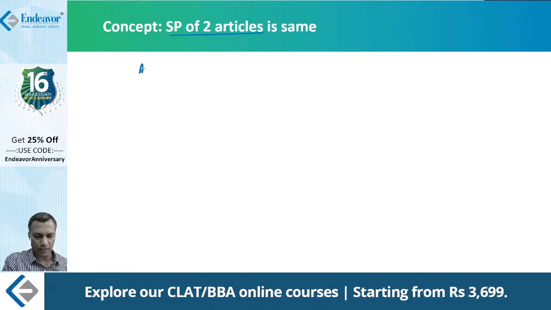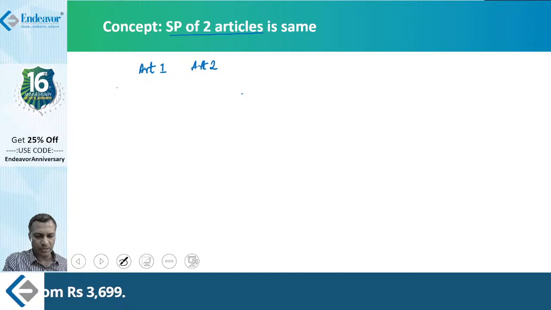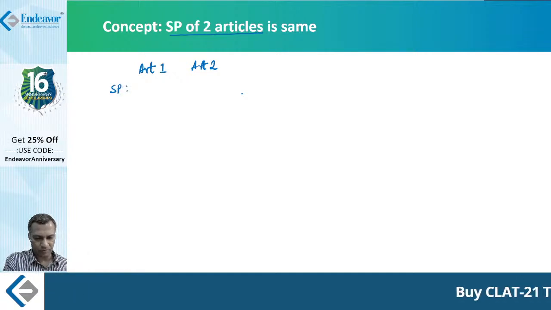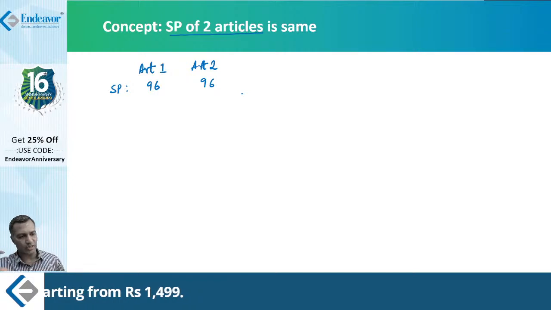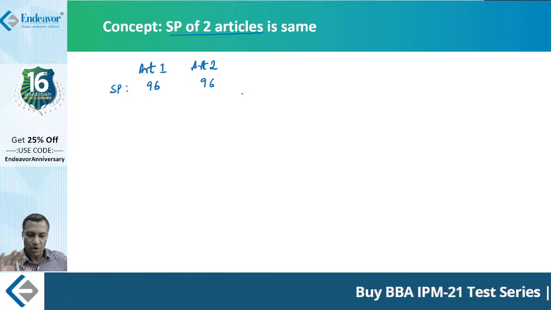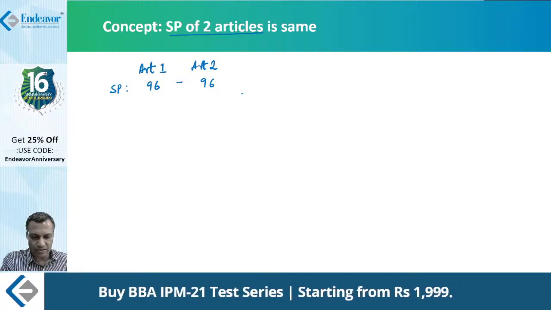There is an article 1, some article, we don't know what it is. There is another article, article 2. The trader is selling these two articles. From the selling price perspective, the first article is sold at 96 rupees. The second article is sold at 96 rupees. Both articles are sold at 96 rupees. What am I equating, my friend? Selling prices are equal. That's what I'm trying to say.